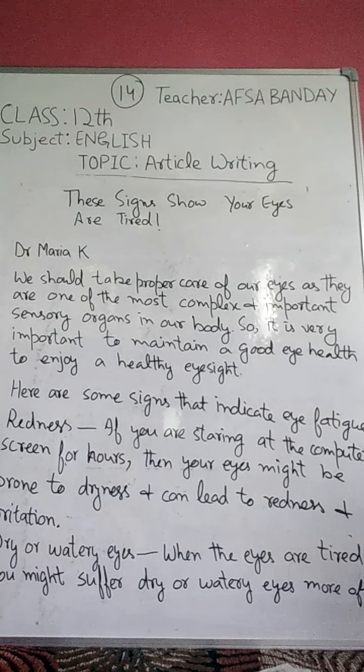Let us have a look at this example. First, we will start with the title. The title is short and to the point, and then with a gap of one line we will write down the name of the writer, and then again with a gap of one line we will start with the introductory paragraph where the title is elaborated, and then comes the main part of your article. From here is the main part, and you can divide it into different paragraphs.